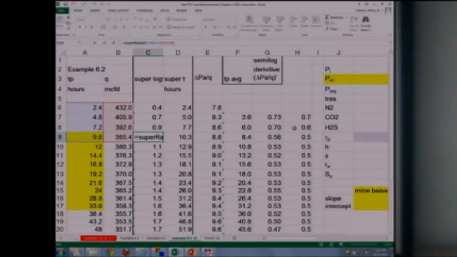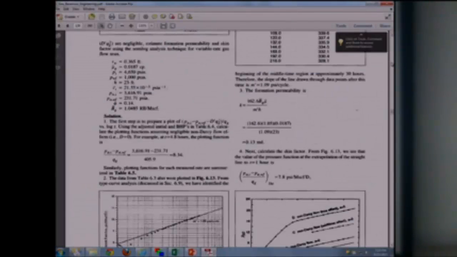It's saying, let's analyze this as a transient pressure analysis. And since the rate varied, and transient pressure analysis assumes the rate's constant, it's going to correct each rate time data for the rate history, as covered in the textbook.